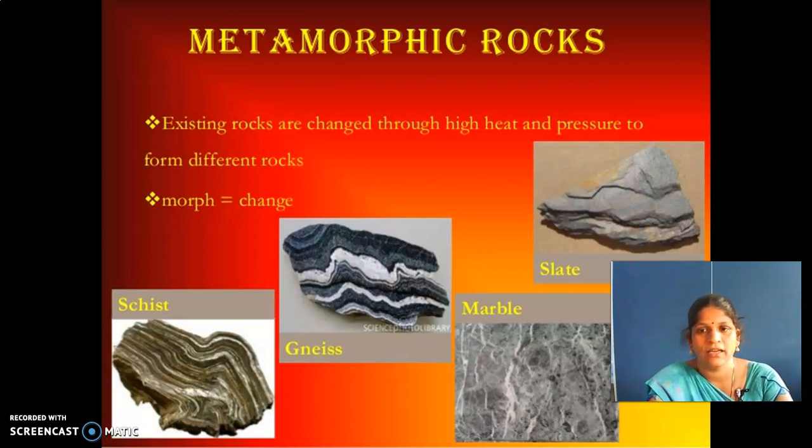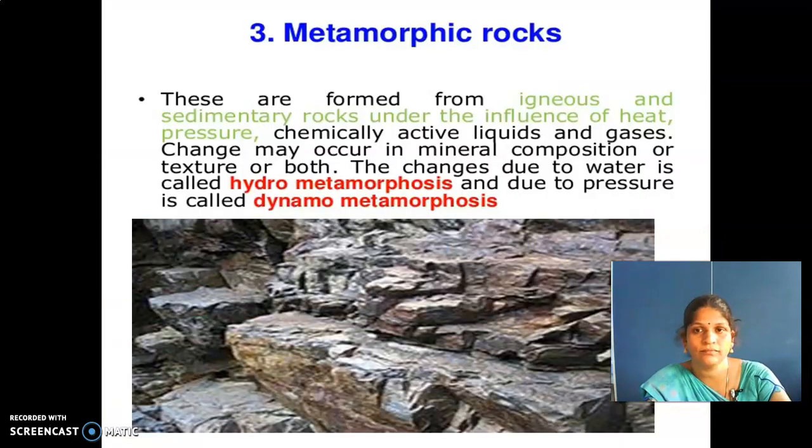Okay, children, listen here. Existing rocks are changed through high heat and pressure to form different rocks. Morph means change. Here I am giving some examples: gneiss, marble, slate. These are the examples of metamorphic rocks. Marble you know well because we use it. Metamorphic rocks are formed from igneous and sedimentary rocks, as I told you.